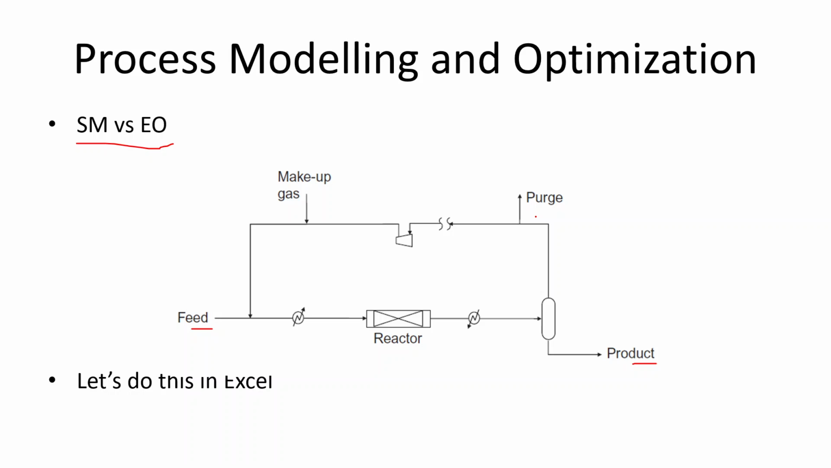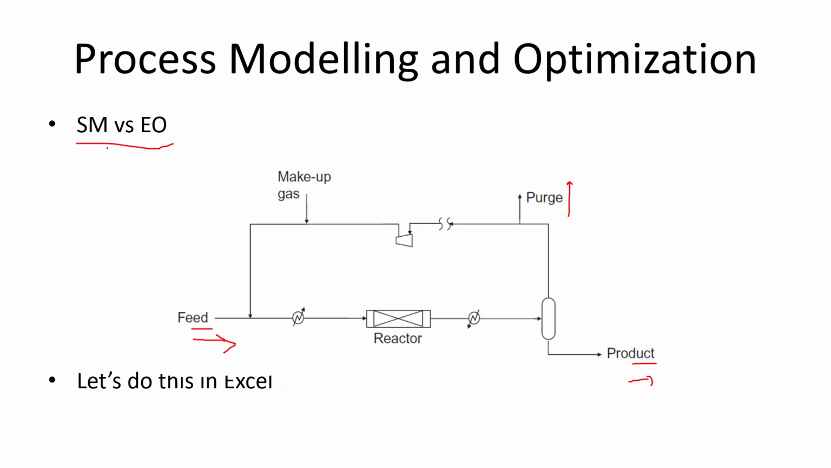So what is again SM and EO? SM is sequential modular, and EO is equation oriented. It's always in the plant or in real life or also in calculation: for each of the components that we have in the system, it has to have a way to get in, for example from the feed, and it has to have also a way to get out, either via product or via the purge. So what's coming in should be equal to what's coming out.